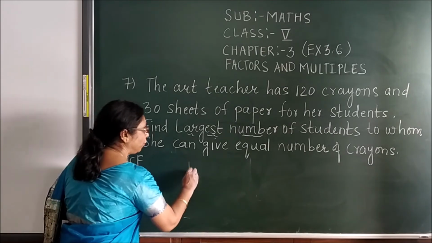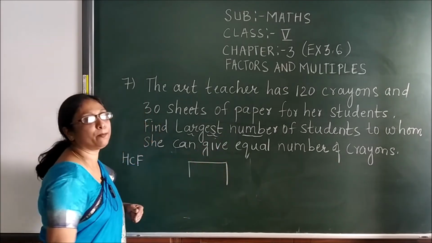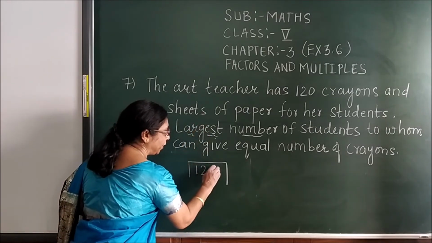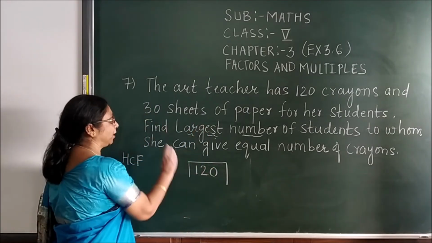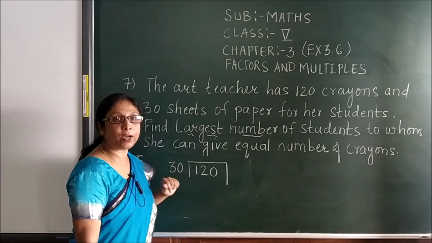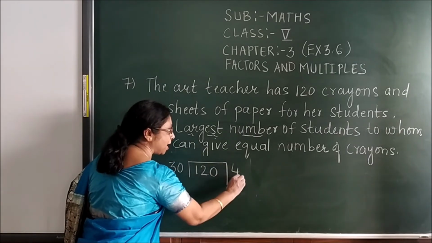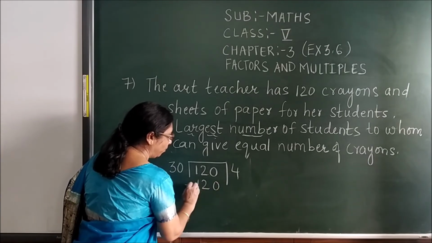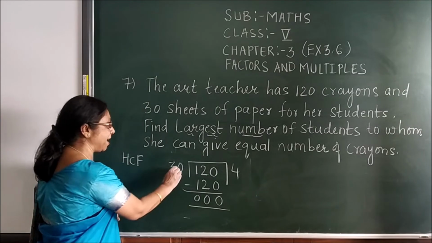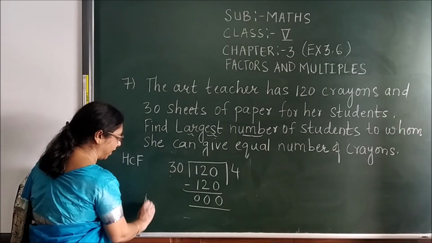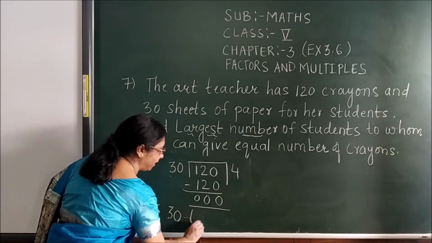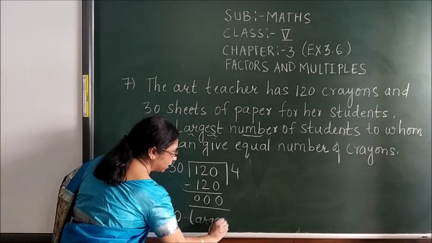When you have to find HCF, you have to carry out simple division, that is the long division method. You will write 120 inside and 30 outside. Okay? Then you see the table of 30, when does 120 come? 30 fours are 120. Okay? So the remainder is 0, that means what is your HCF? Your HCF is the final divisor, that is 30. The largest number is 30.